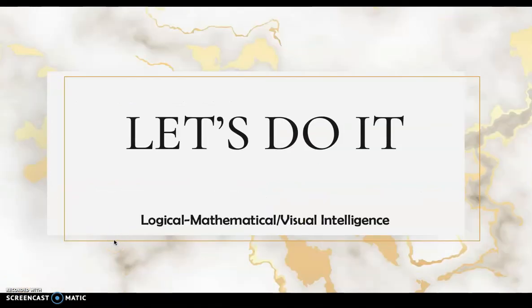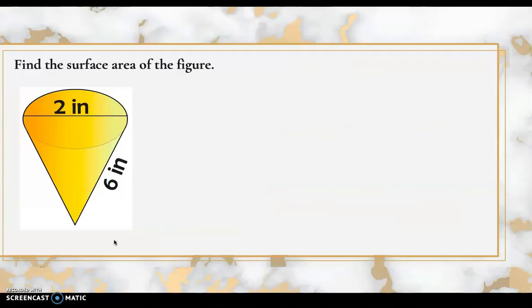Let's have more examples here. Find the surface area of the figure. The diameter is 2 inches and the slant height is 6 inches. So following the formula, we have pi r squared for the area of a circle plus pi rs for the area of the curved face.